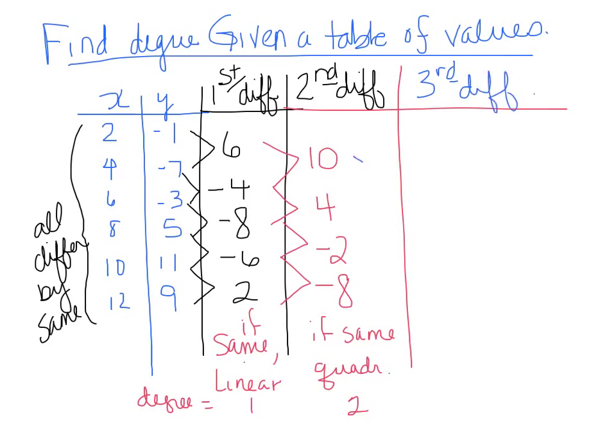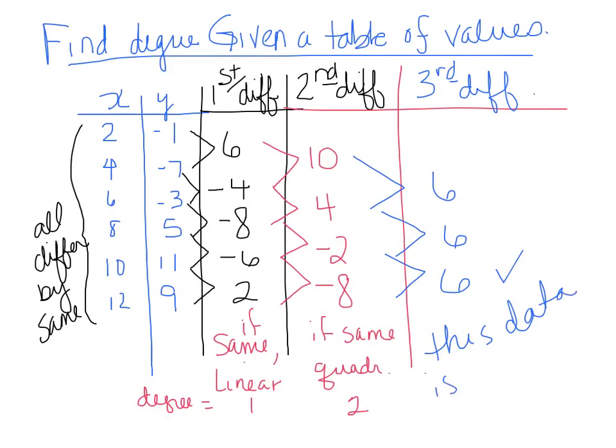Third difference. 10 minus 4 is 6. 4 plus 2 is 6. Negative 2 plus 8 is 6. Bingo! We hit the jackpot. The third difference is the same. This data is a cubic. The degree is equal to 3.